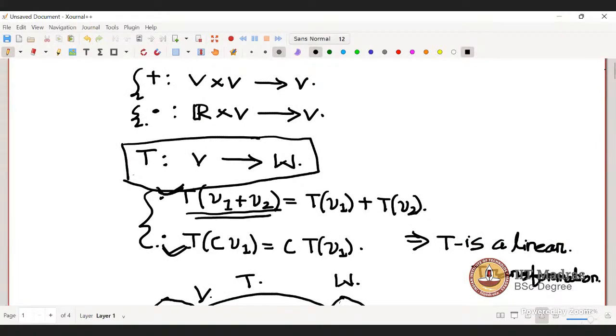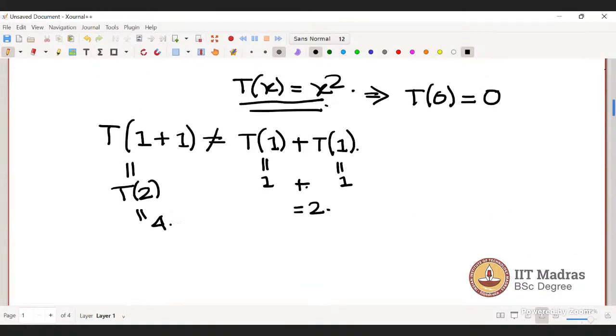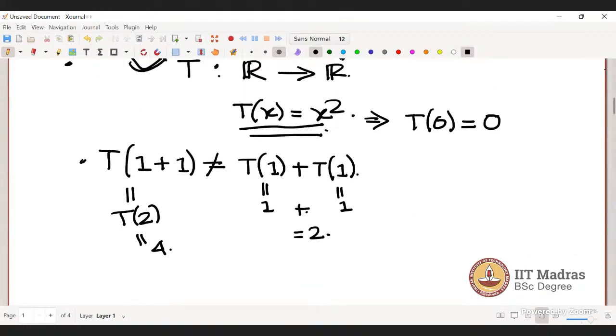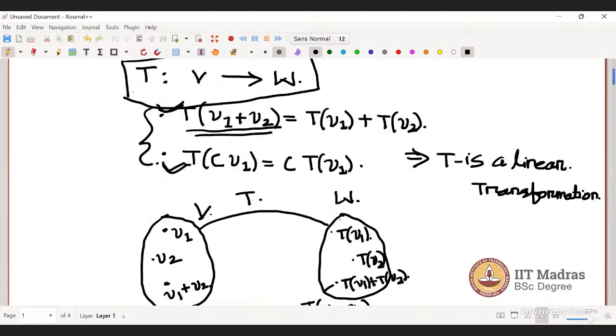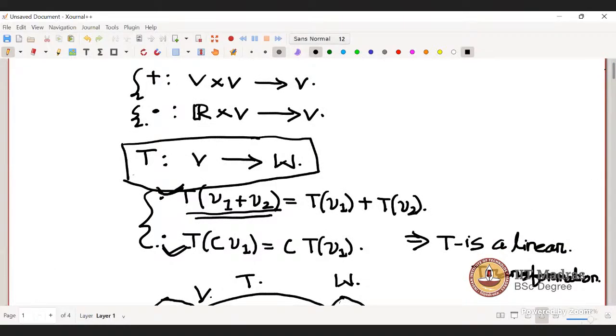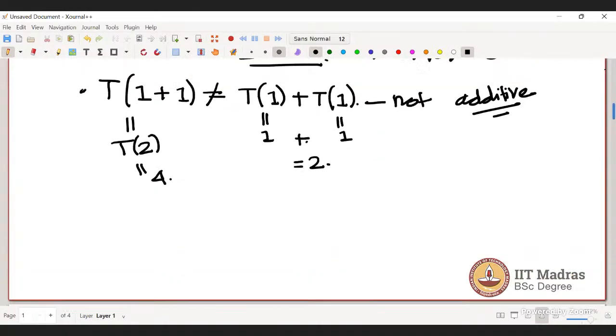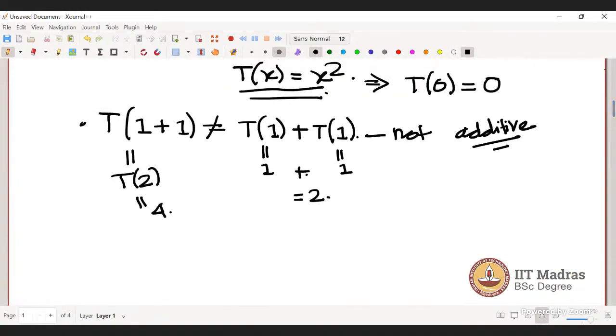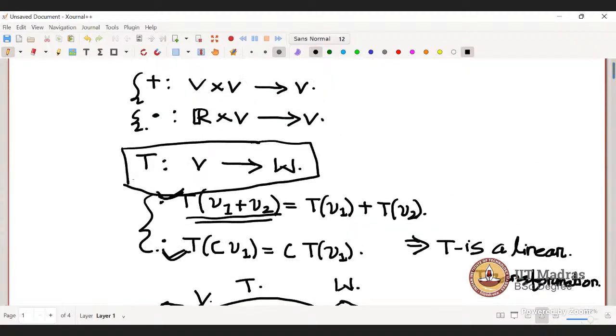The first is T is additive. Here what we basically checked is that T is not additive. If T is a linear transformation, then T satisfies both the conditions, not just one of them. Since T doesn't satisfy the first condition, I can say that T is not a linear transformation, because we need T to satisfy both these 2 conditions.